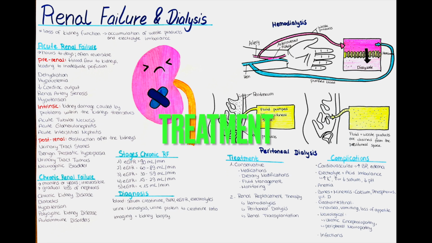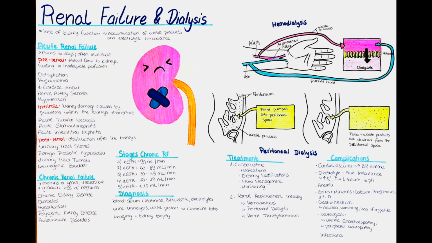How can we treat renal failure? The first step in the treatment of renal failure is conservative management. Conservative management refers to non-invasive or non-surgical approaches used in the management of renal failure, particularly in the earlier stages. The primary goal of conservative management is to slow down the progression of kidney disease, to manage symptoms, and improve the patient's quality of life.